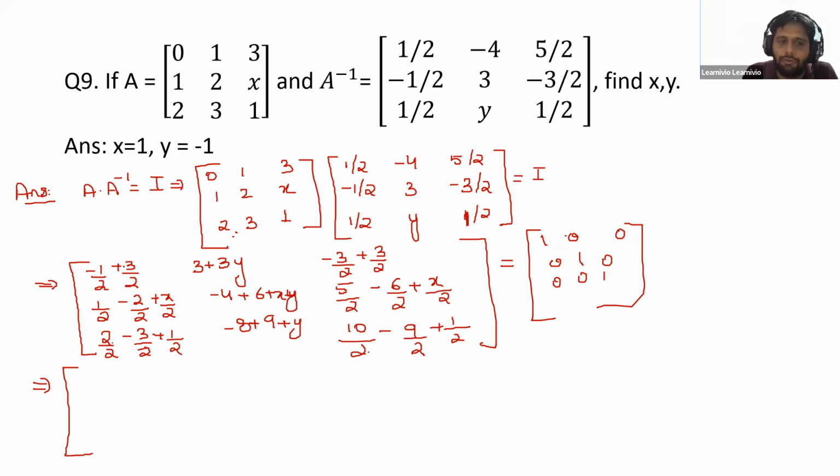Okay, now we will solve this. 3 minus 1 is 2. 2 by 2 is 1. You're getting 1 here.